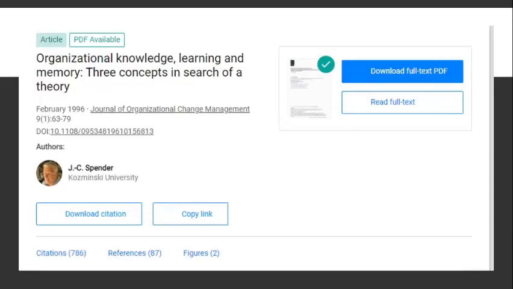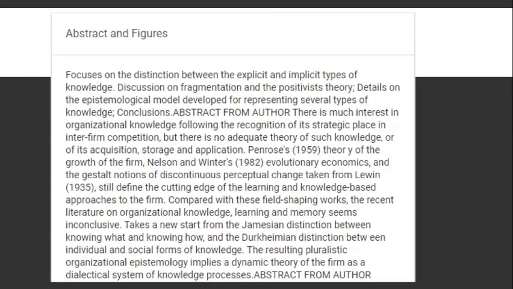Now, this is one of the recent studies I've researched related to Chapter 8. This was written by J.-C. Spender of Kozminski University. He titled his research Theory of Organizational Knowledge, Learning, and Memory: Three Concepts in Search of a Theory. So this is his abstract and figures.